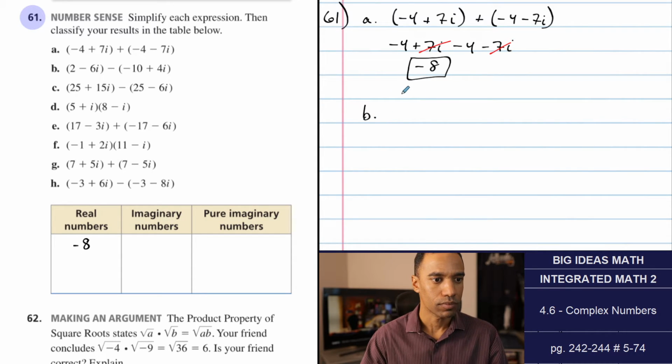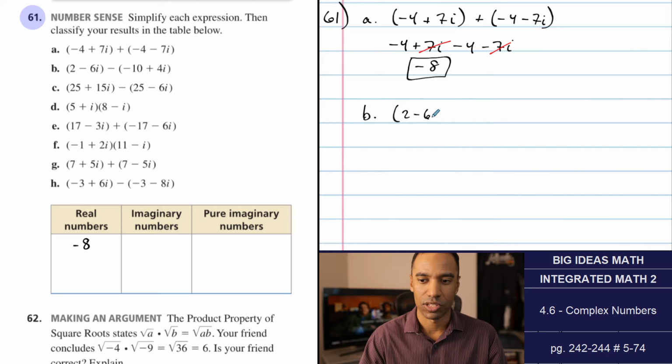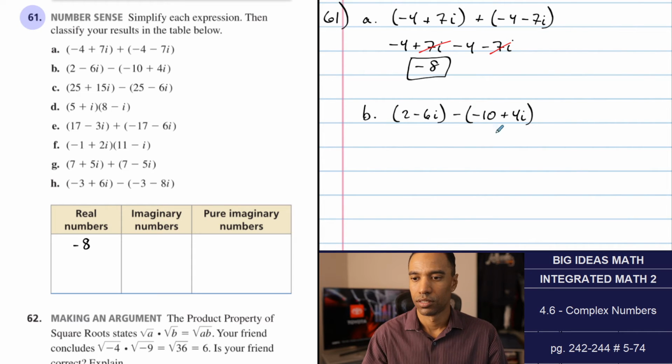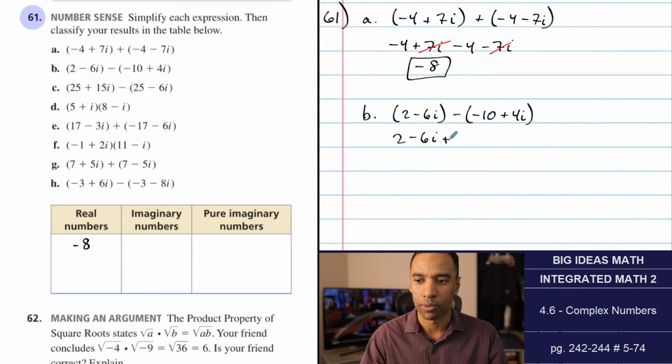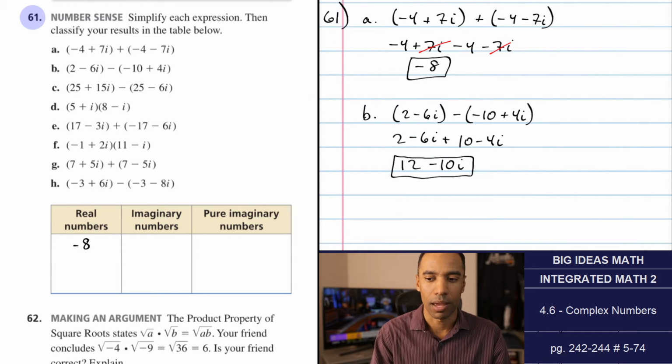Part B. We got 2 minus 6i minus negative 10 plus 4i. So this is 2 minus 6i plus, so we're distributing the negative, plus 10 minus 4i. 2 plus 10 is 12. Negative 6i minus 4i is negative 10i. There we have that. This is an imaginary number. Not pure, but just imaginary.